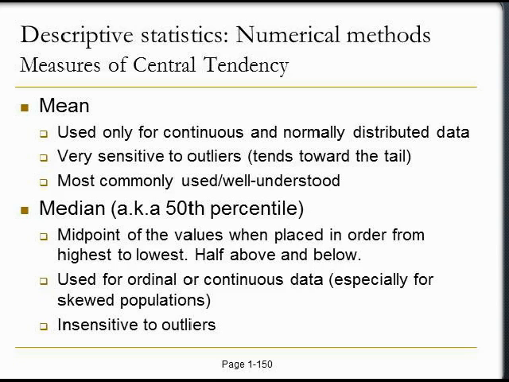Medians, on the other hand, if you line up your data set from 1 to 100,000, the middle value is the median. It's very easy to calculate. My 7th grader right now in his math class is calculating medians. It's the midpoint. Half the values are above and half the values are below the median. It can be used for either ordinal data or continuous data. And it's especially useful in those situations in which there's outliers or in which the population is skewed, or the sample is skewed towards one side of the tail.